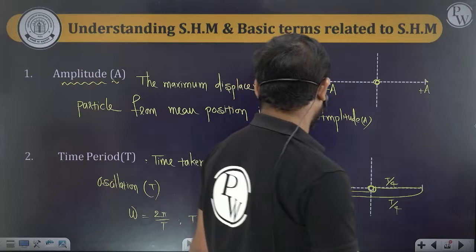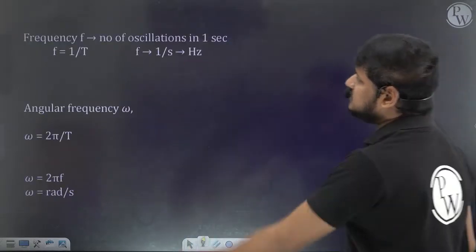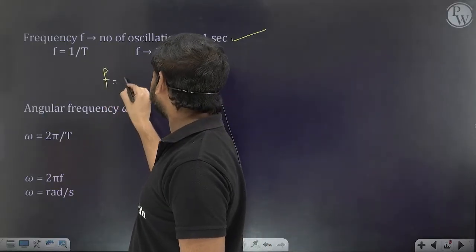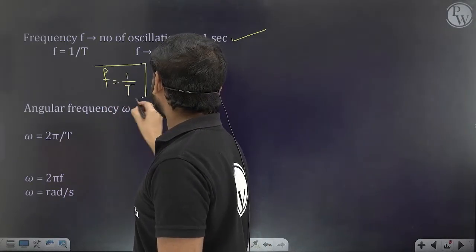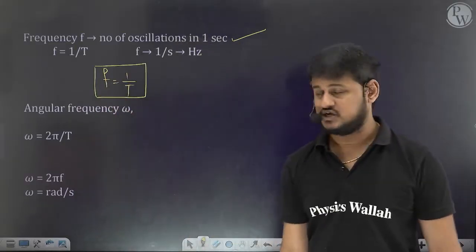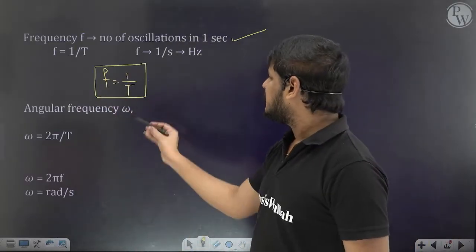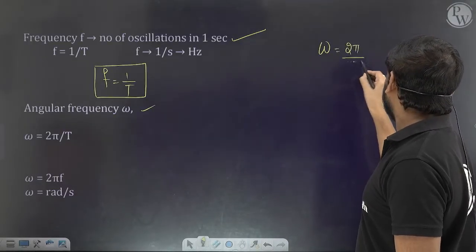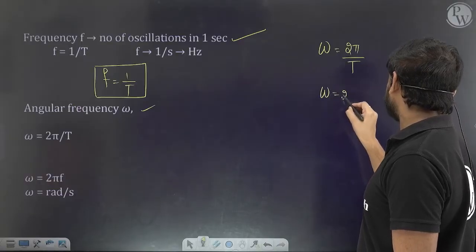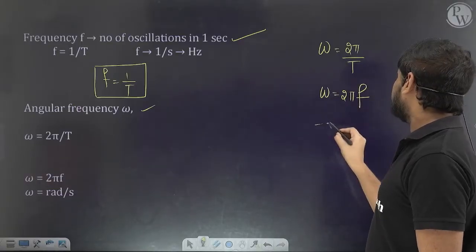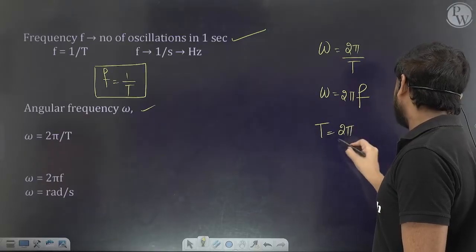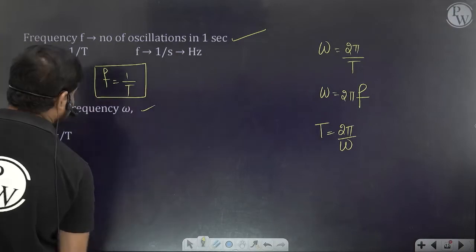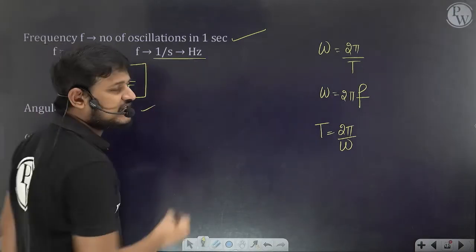Done. Simple concept. The frequency is the number of oscillations in 1 second, which we can write as f is equal to 1 by T. You know the units of frequency, right? The frequency unit is Hz, that is 1 by second. And the angular frequency you also know: omega is equal to 2 pi by T, and in terms of frequency omega is equal to 2 pi f. So the time period is equal to 2 pi by omega. This basic information you already know. Omega is taken in radian per second and frequency is taken in hertz.